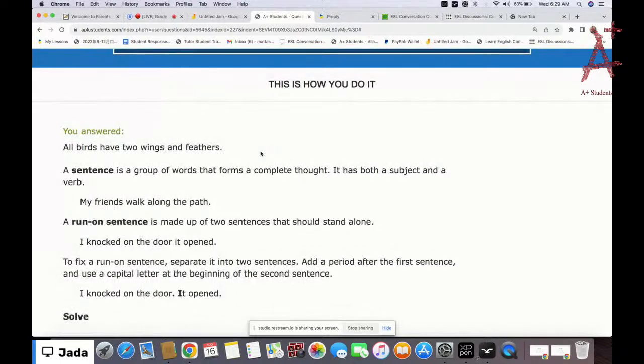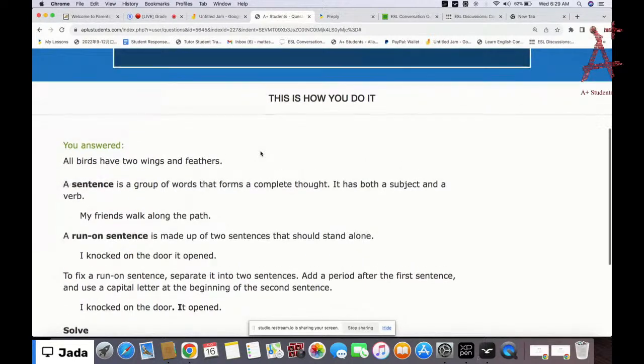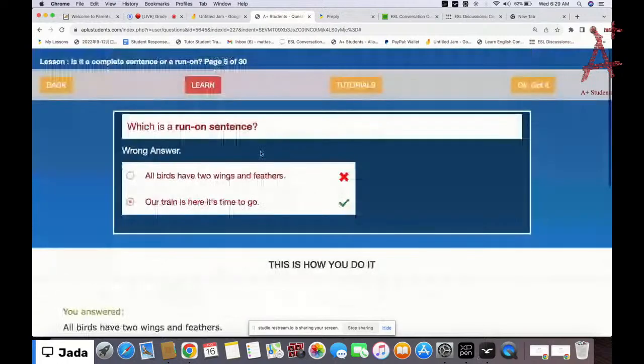A run-on sentence is two sentences joined together that should stand alone. A complete sentence makes sense and forms a complete thought. But then a sentence fragment is missing something. That's from the past lesson we had. A sentence fragment is missing either a subject or a verb. Okay? So now we'll move on to the next lesson.